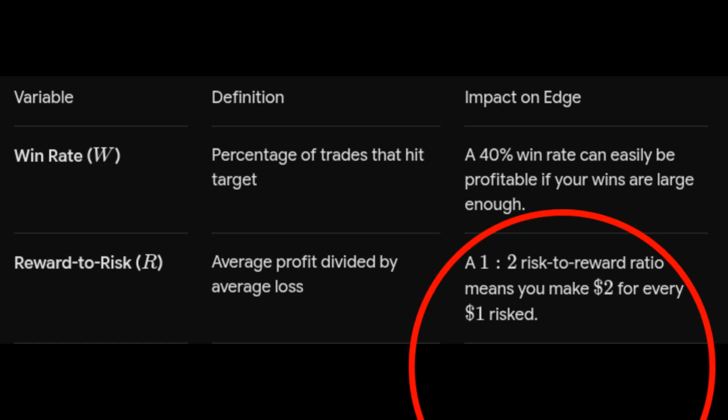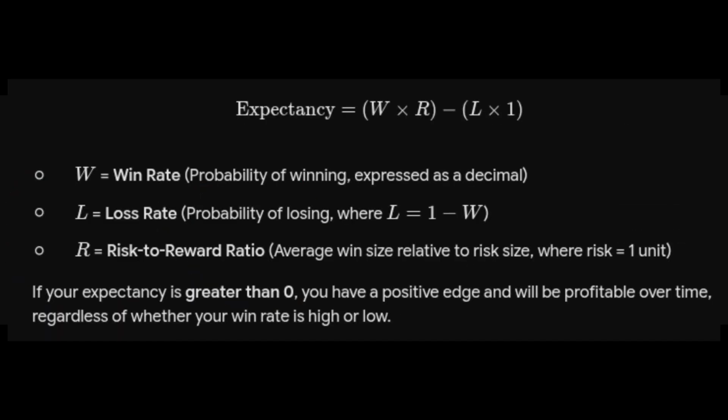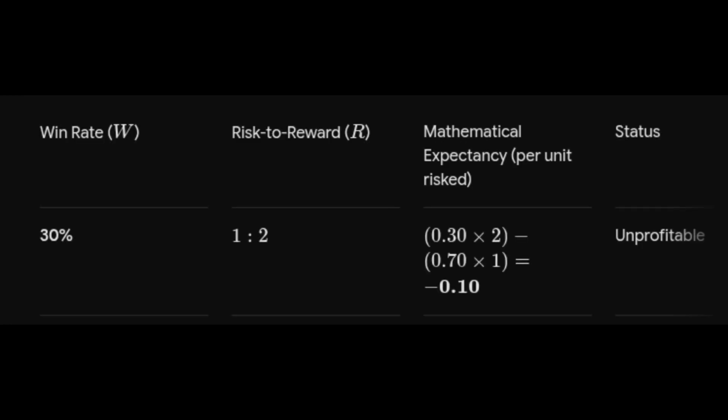For example, a 1 to 2 risk to reward ratio means you're risking $1 to make $2, which is double your risk. So if your win rate is 30% and your risk to reward is 1 to 2, you can use that mathematical equation I showed you. Your expectancy would be minus 0.10, which would be under 0, which means that this strategy would be unprofitable.